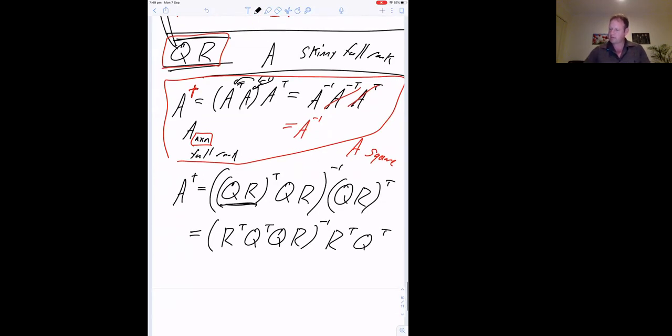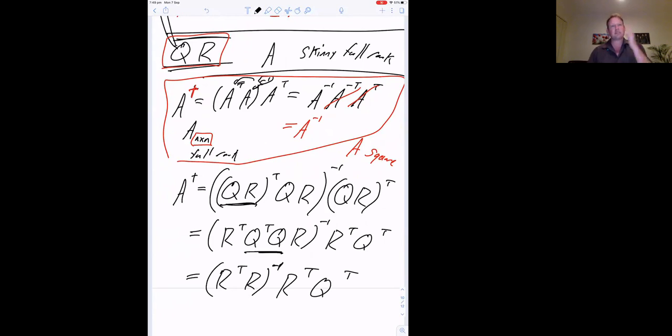What happens with Q transpose Q? It becomes the identity. Good. All right. So then we got R transposed times the identity, so I don't write it. R inverse, R transposed Q transposed.